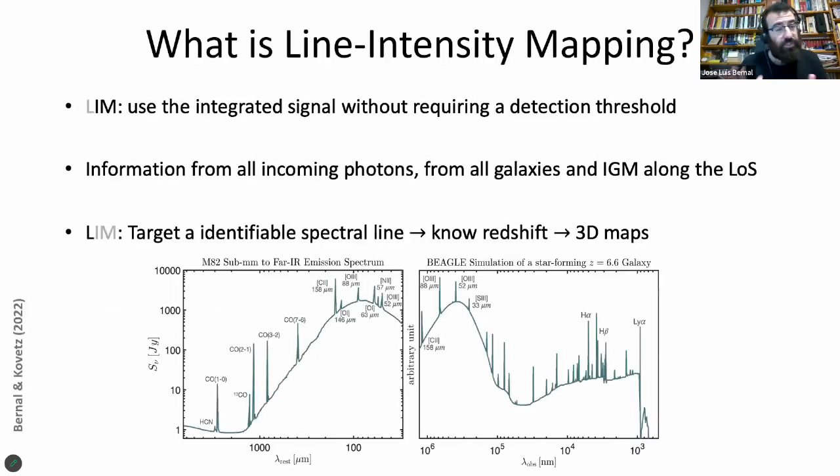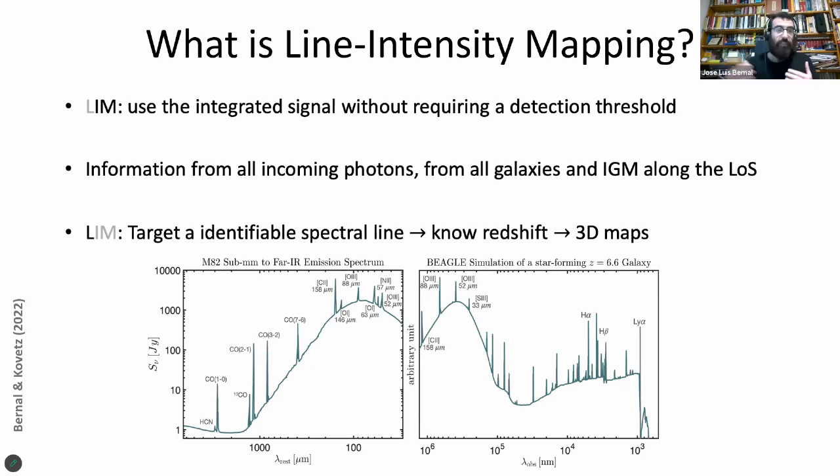Okay. So first of all, let me begin with the definition of what is line intensity mapping, and we can get there directly from the three words of its name. First of all, we use the words intensity mapping here because this technique uses the whole integrated signal without requiring any detection threshold, as could be the case for galaxy surveys that require that a point source is detected above, say, 5 sigma or 10 sigma over the noise to be counted as a galaxy detection or similar.